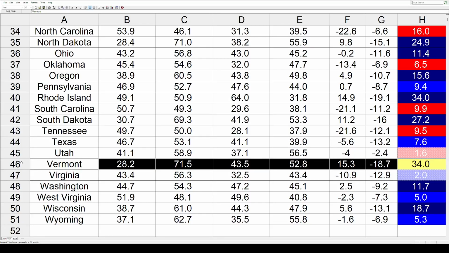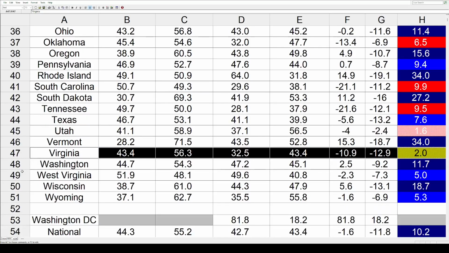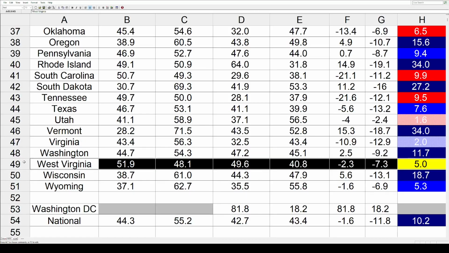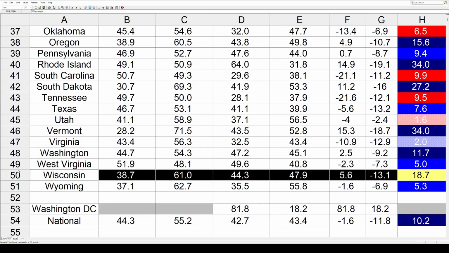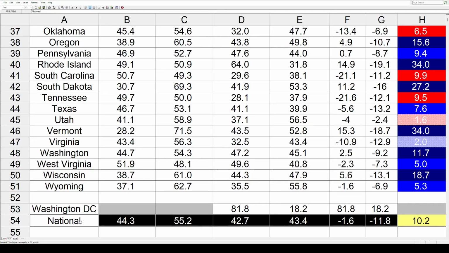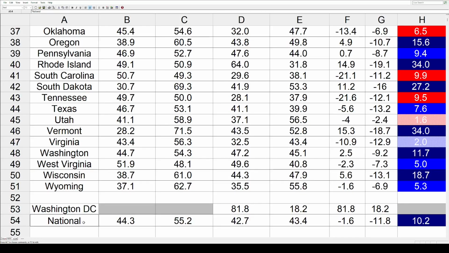Vermont went hard toward the left by 34. Virginia went mildly toward the left by 2. And the rest of these are toward the Democrats. Washington, West Virginia 5, Wisconsin 18.7, and Wyoming 5.3. Those are the states. We've also got the national shift down here that is 10.2 away from the Republicans and toward the Democrats. So that's it. Those are the states and the shifts.